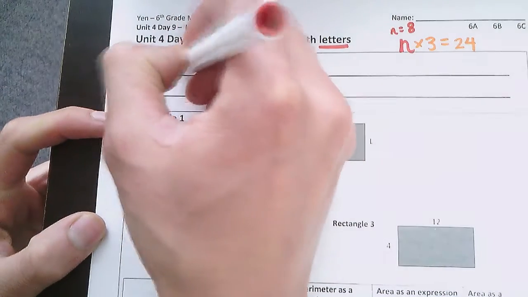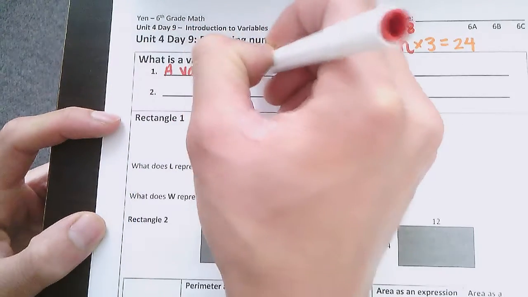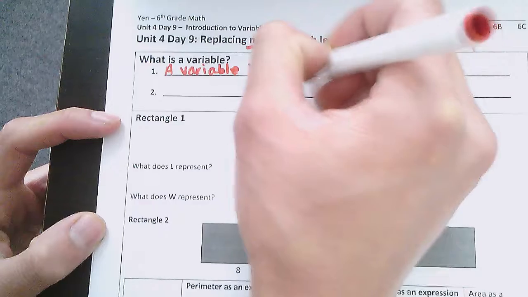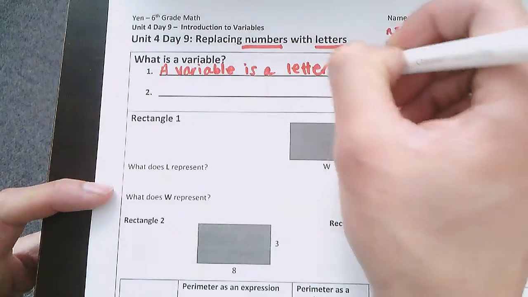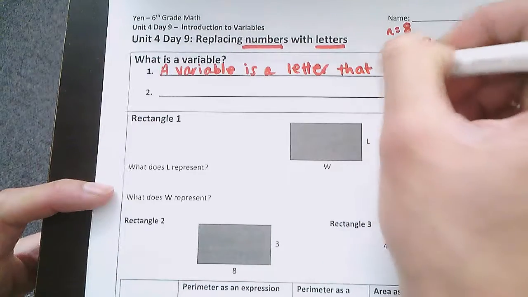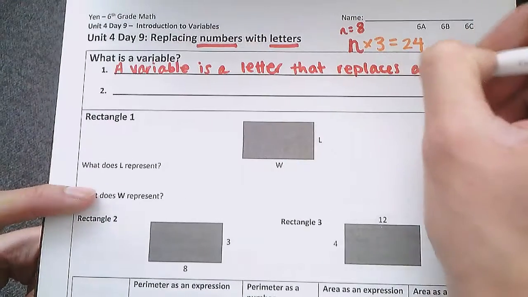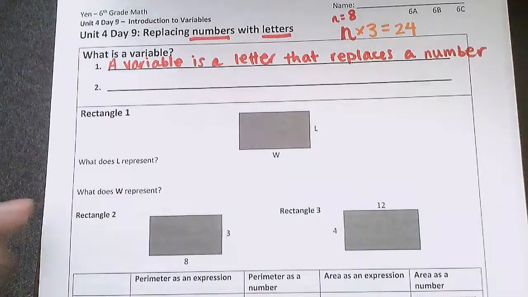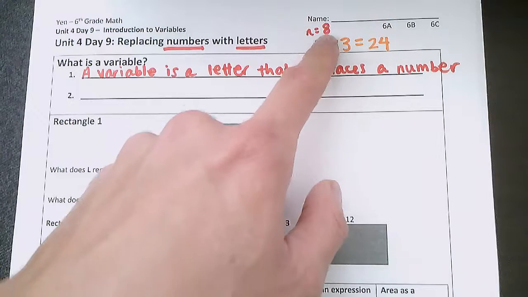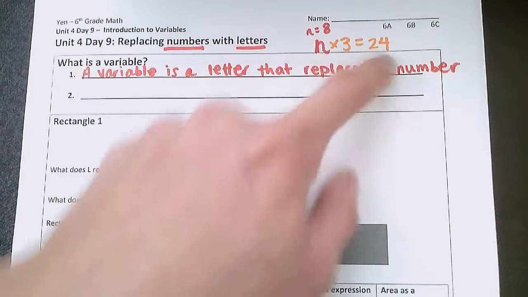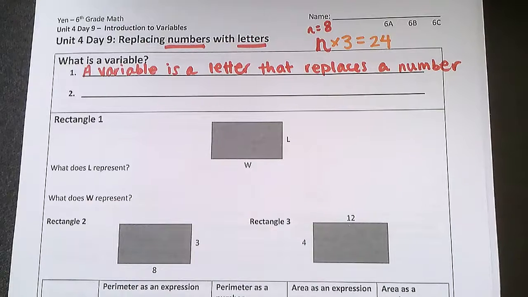A variable is a letter that replaces a number. So in this case, n was the variable that replaced the number 8, because 8 times 3 equals 24, and then we just replaced it with n, or we substituted 8 with n.